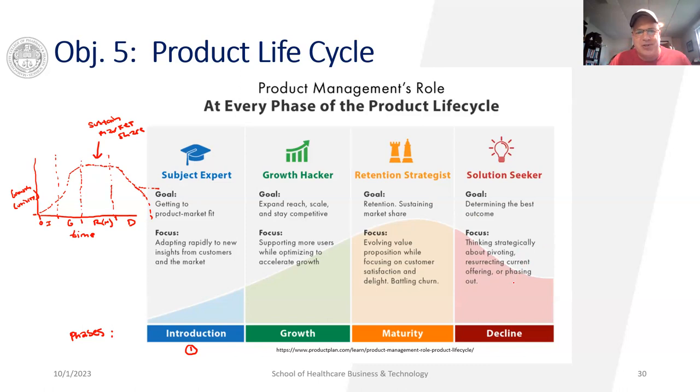So, we can illustrate it this way. Do we sustain it, or do we just decide to let it die? And so, we're solution seekers at that point.